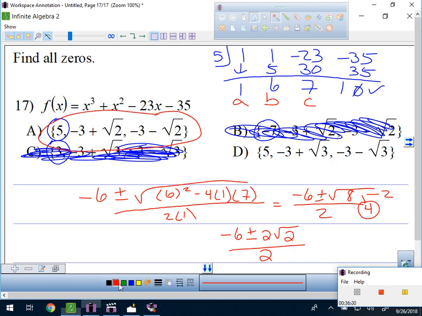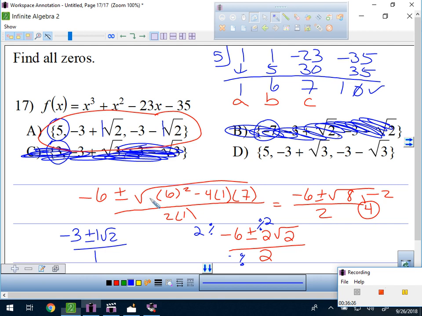But I'm going to finish it off for you. I can divide everything by 2, and here's what I would have: negative 3 plus or minus 1 radical 2 over 1, and sure enough, that's what I have here. Negative 3 plus 1 radical 2, negative 3 minus 1 radical 2. So it had to be answer choice A. So again, use those multiple choice answers to help you pick out your right answer and to help narrow down the search. But that's number 17, so that's good.